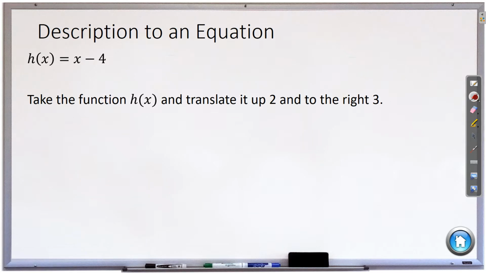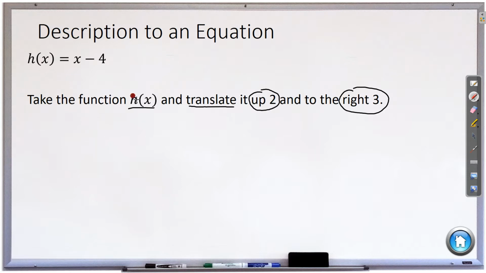So here we start out with h of x is equal to the absolute value of x minus 4. And we're going to do something. We're going to take that function h of x. First, we're going to translate it up 2, and then to the right 3. So that will change the numbers here. Now, if you think you can do that in your head, that's fine, but I'm going to show you some mathematical steps to get you to the answer that would work for a more complicated problem.